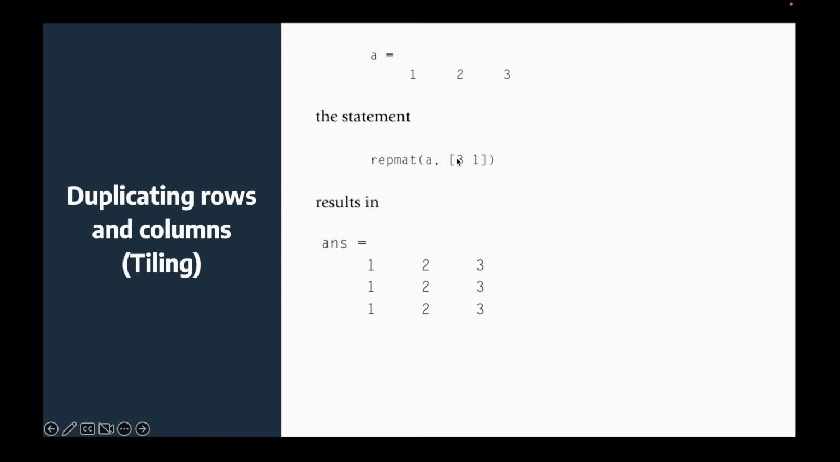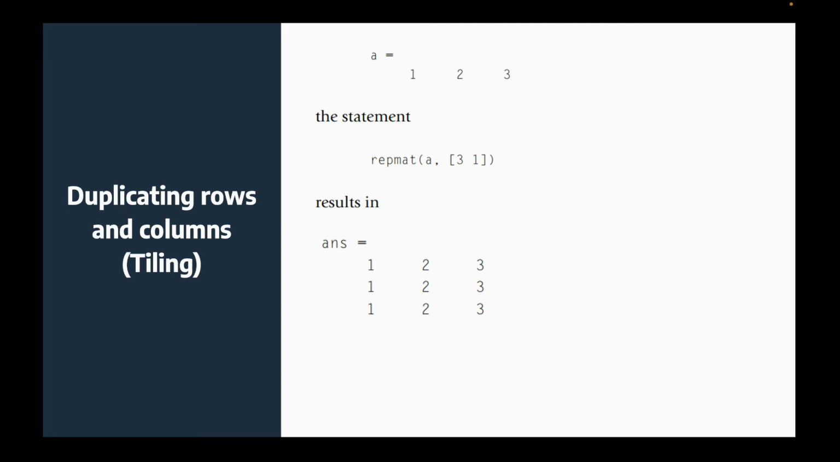So what he did here, he said repeat A for 3 rows and 1 column. Then you got 1, 2, 3, 3 times basically. Why I'm saying 1 column while we have 3 columns, that's the exact reason why they said tiling. It's like you are making tiles. I'm gonna show you what's the logic behind this naming.